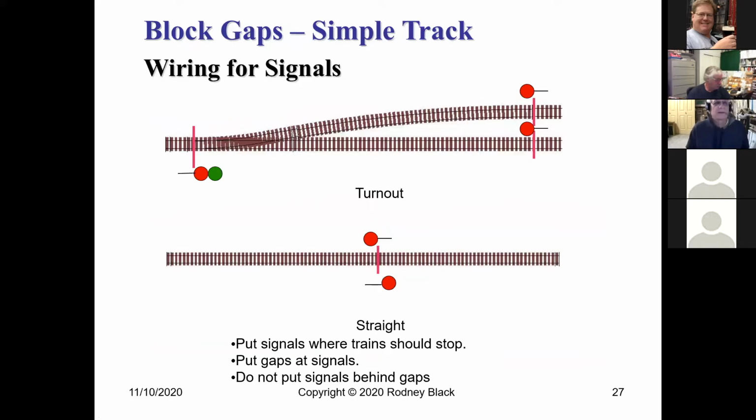Where would I do gaps? The general first rule is put signals where your train should stop. In this case, you want them to stop before they hit the points. You may want to do intermediate signals, in which case you put your gaps where your signals are. The general rule is put the gaps at the signals. The reason is what you expect to see is that as soon as the train passes a signal, it's going to drop the signal to red. Do not put signals behind the gaps, because then it'll go red before the train hits the signal.